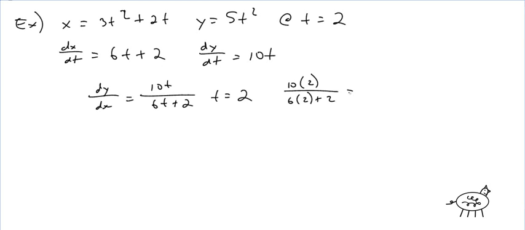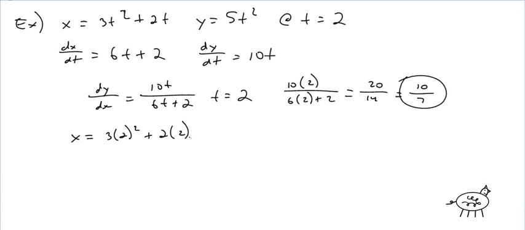And then let's say at t equals 2, so it's 10 times 2 over 6 times 2 plus 2, so you get 20 over 14, which is 10 sevenths. That's the slope of the tangent line. All right, and then I figure out my coordinate by plugging in t equals 2, so x equals 3 times 2 squared plus 2 times 2. So x equals 12 plus 4, which is 16, and y equals 5 times 2 squared, so y equals 5 times 4, which is 20. So my coordinate is 16 comma 20.